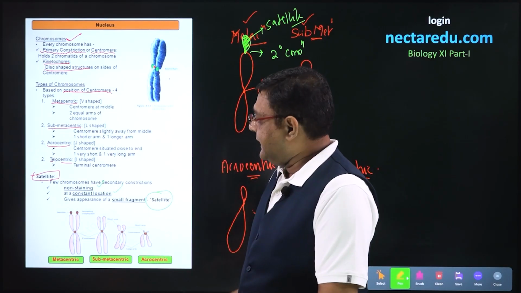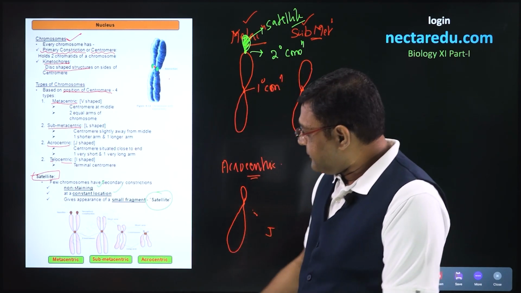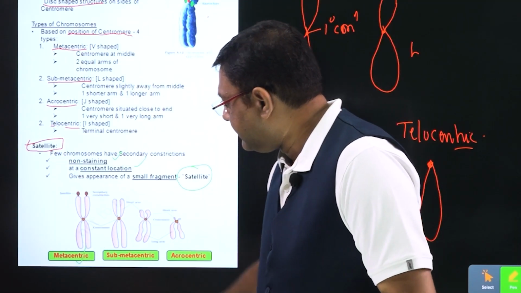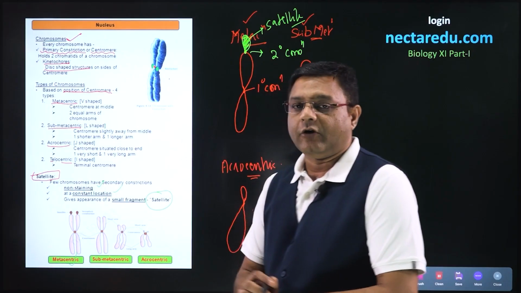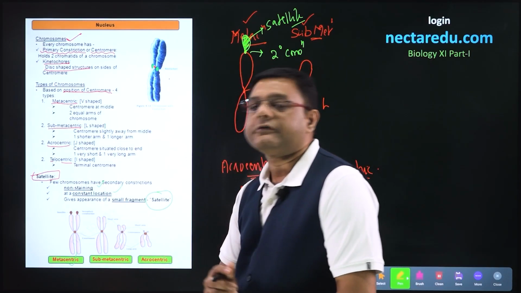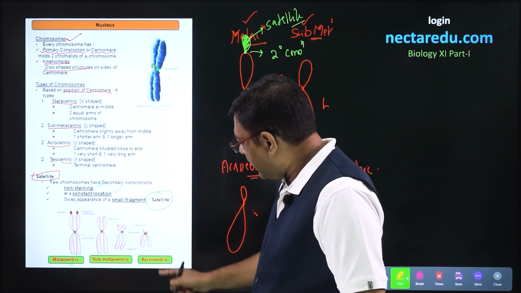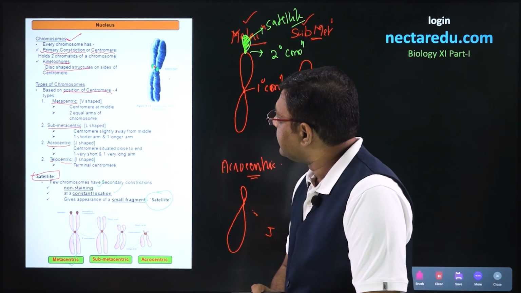We can also see the description that we have covered in these diagrams. Here the arms are equal, so this is the metacentric. In this, one is a short arm and one is a long arm. So these both diagrams are of submetacentric, and in this one arm is very small and the other arm is quite large. So this is the acrocentric chromosome.